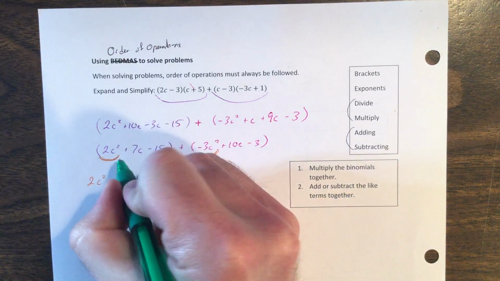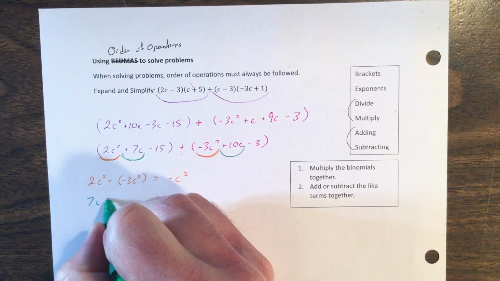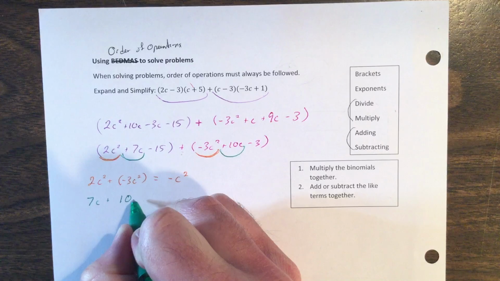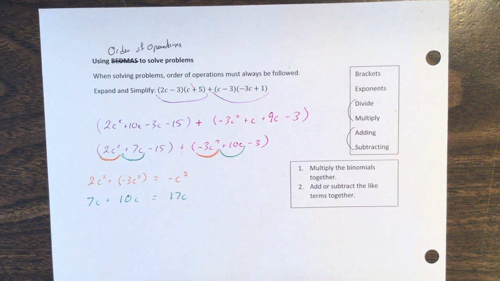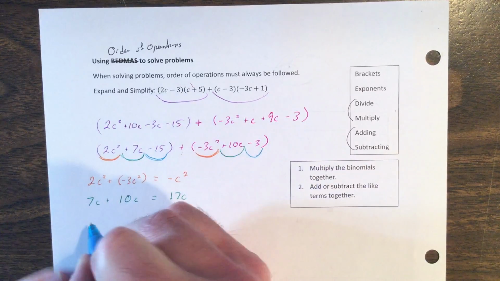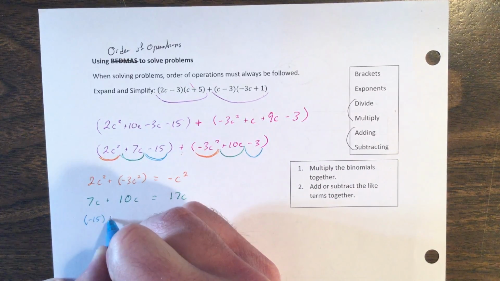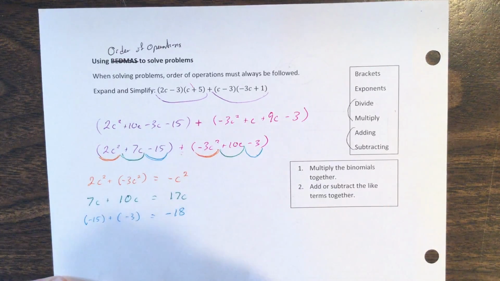Then our next one that we're going to do here is the c's right here. And we have positive 7c plus positive 10c. And that is just 17c. Again, we're adding like terms together. And then finally, we have our constant, the one that does not have a variable here. And we have a negative 15, and we're adding a negative 3, and this is going to be negative 18.